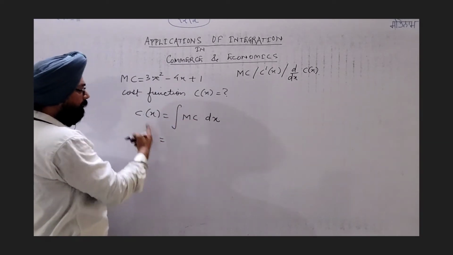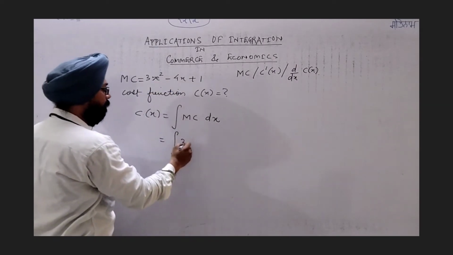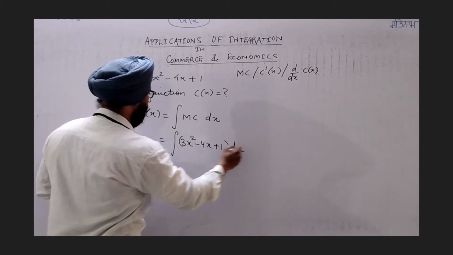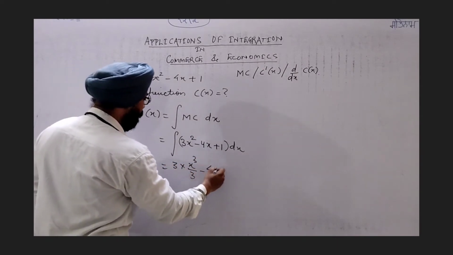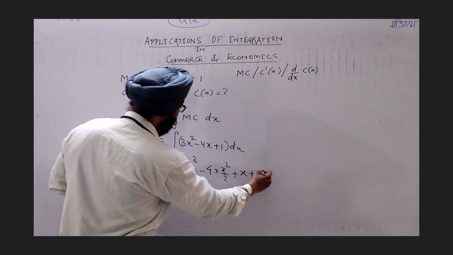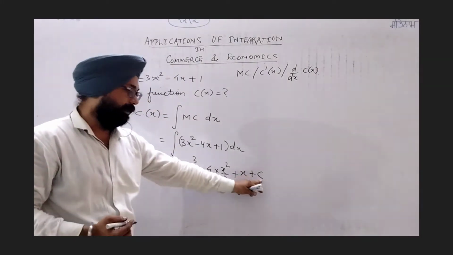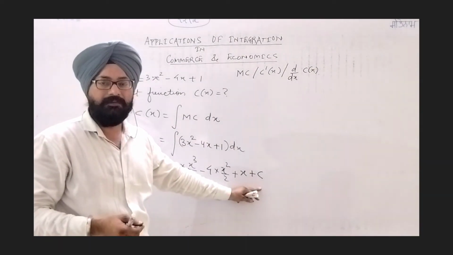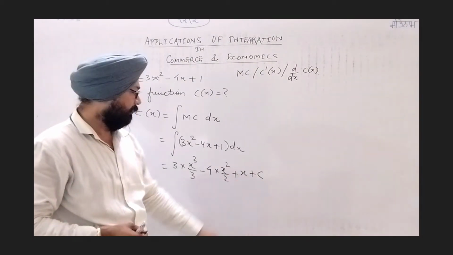When we integrate, we get the reverse of the cost function. So take an example: integration of 3x square minus 4x plus 1. Here it is 3 into x cube by 3, minus 4 into x square by 2, plus integration of 1 is x, and do not forget to put the constant. Don't get confused: this C I am using for the cost function, and this c is the constant of integration. Whenever we use an indefinite integral, this constant of integration will be used.